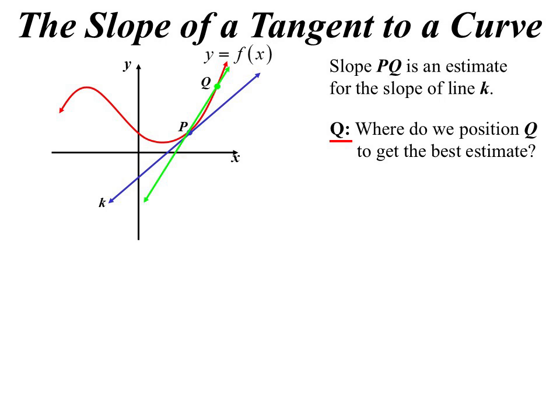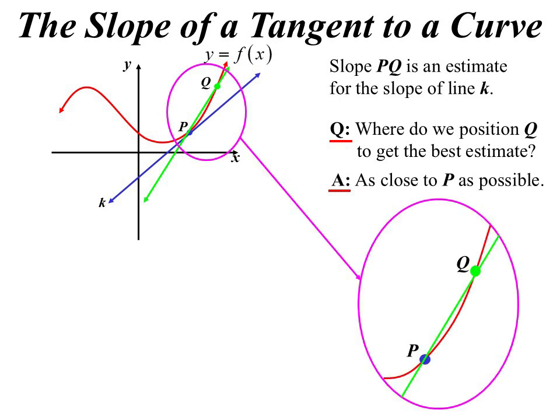Now, if you imagine sliding Q down the curve, what would happen to that line? As we go down, it's going to get shallower and shallower and shallower and closer to that slope. Ideally, we want it as close to P as possible. In fact, ideally, we'd like it to be the same point, but of course it can't be the same point. All right, just have a look. There's P and Q. We're saying we're getting it as close as possible.